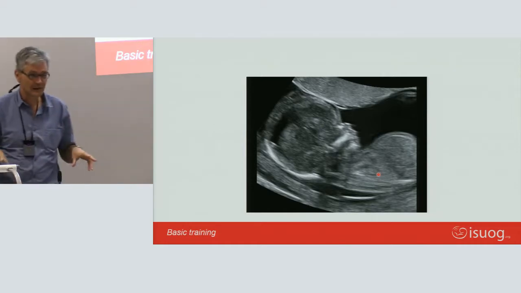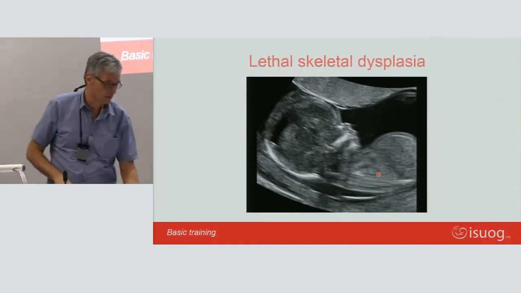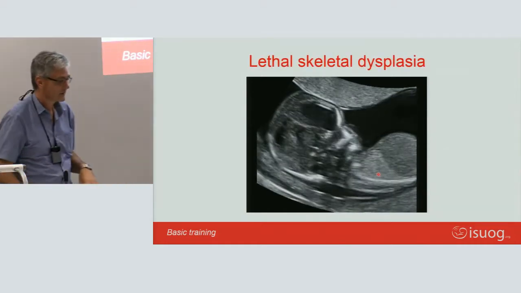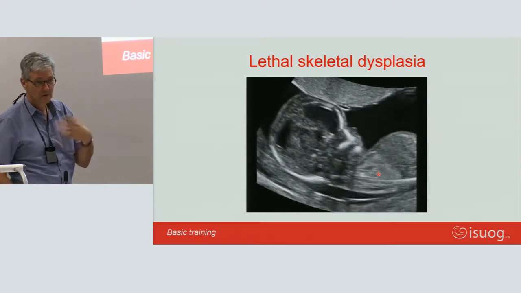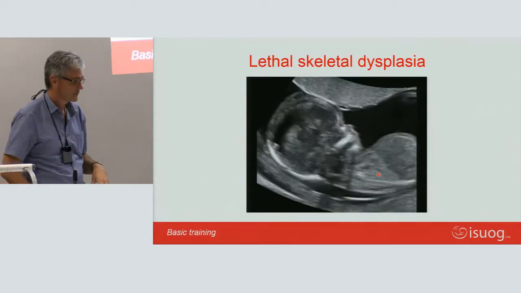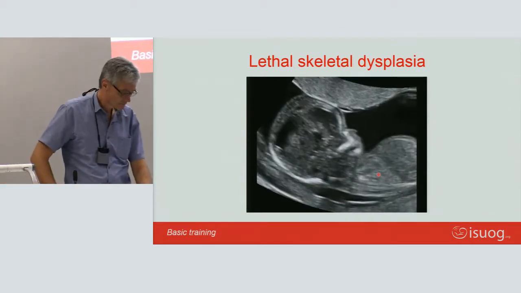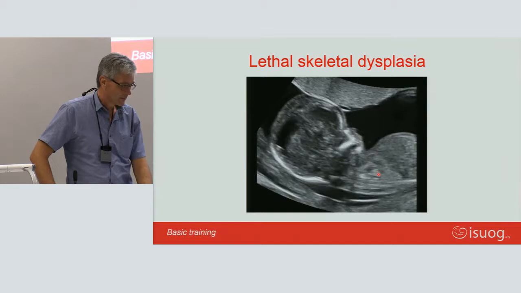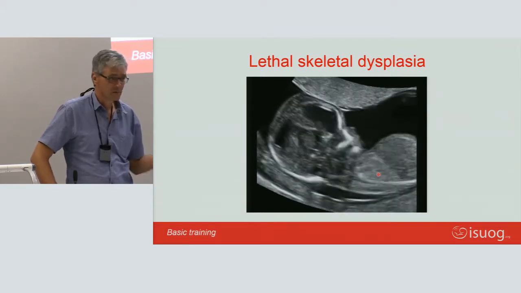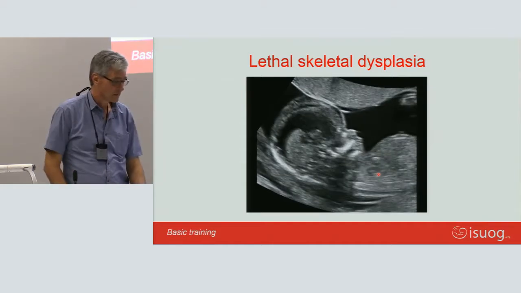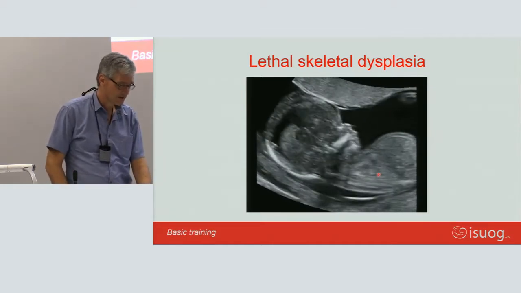If you're not used to scanning, you're not going to put the label on that says it's a lethal skeletal dysplasia. But this would really be a prompt for you to send it to someone that can do a good evaluation. And the reason why it's a lethal skeletal dysplasia is not because it's got a big head, but because it's got a small chest.